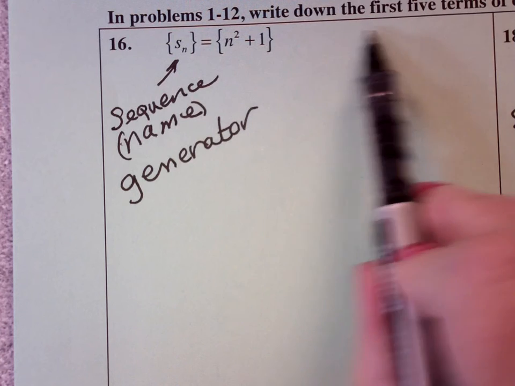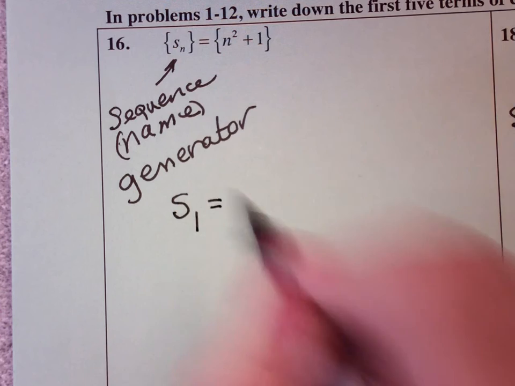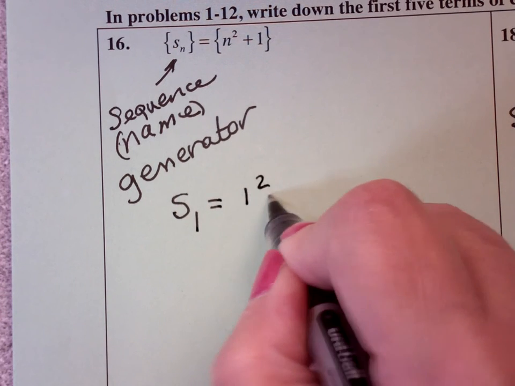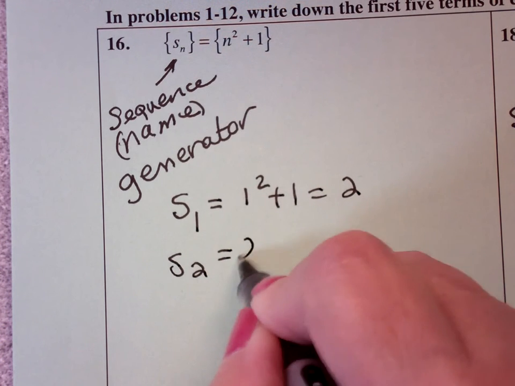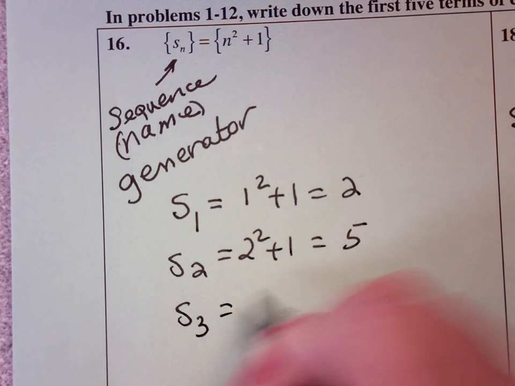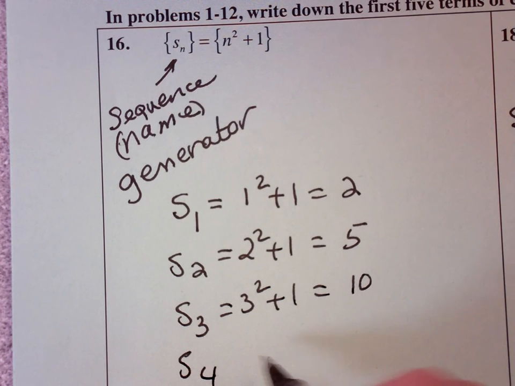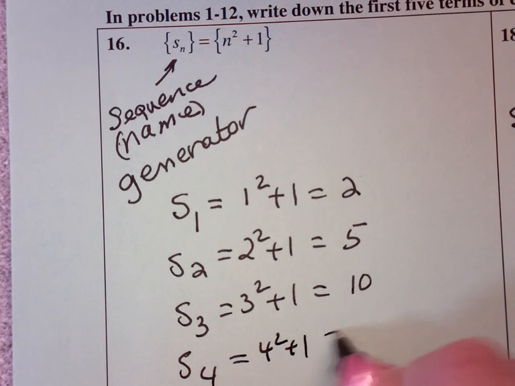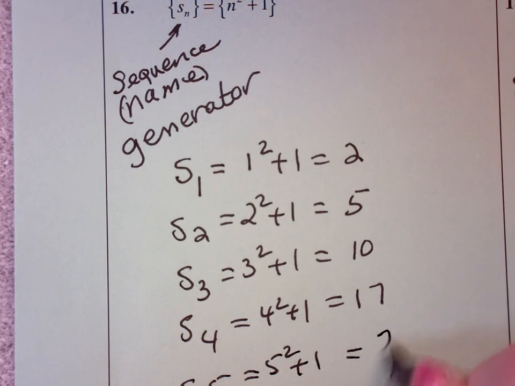So it says list or write down the first 5 terms of each sequence. Well, the first term, S sub 1, that means n equals 1. It's 1 squared plus 1, which is 2. S sub 2 is 2 squared plus 1, which is 5. S sub 3 is 3 squared plus 1, which is 10. S sub 4 is 4 squared plus 1, which is 17. We want the first 5. So S sub 5 is 5 squared plus 1, which is 26.